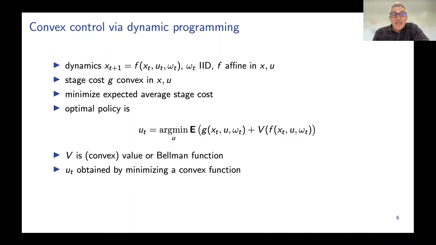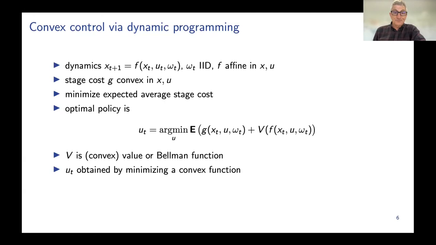And here again, this function, the expected value of the immediate stage cost plus the second term, which takes into account the future, is a convex function, right? Because convexity plays nicely with expectation and sums and stuff like that. So here is an example of a convex optimization control policy, just generic optimal control in convex control.